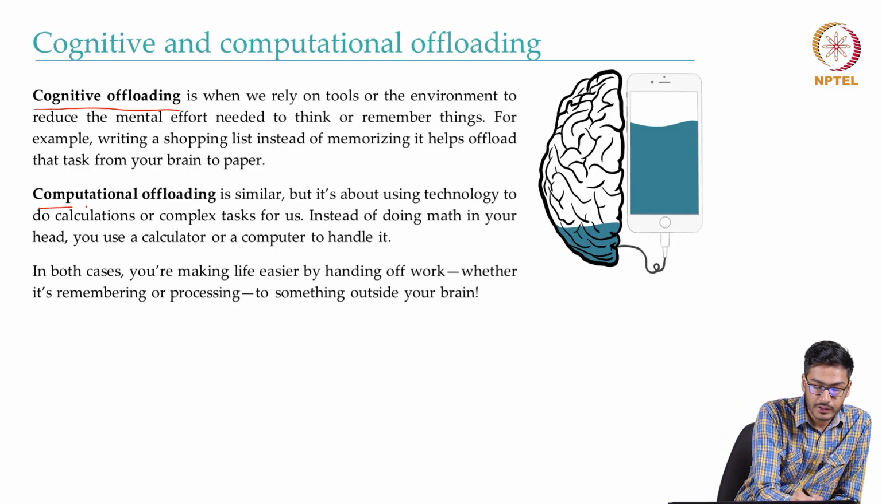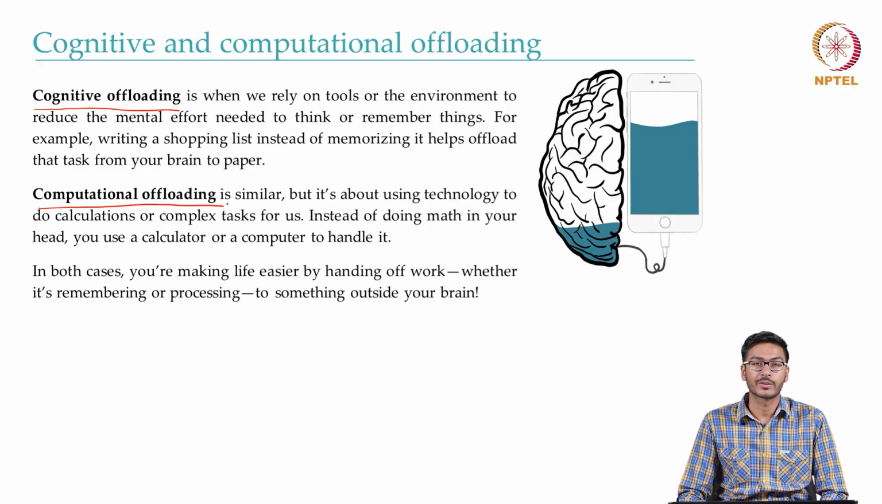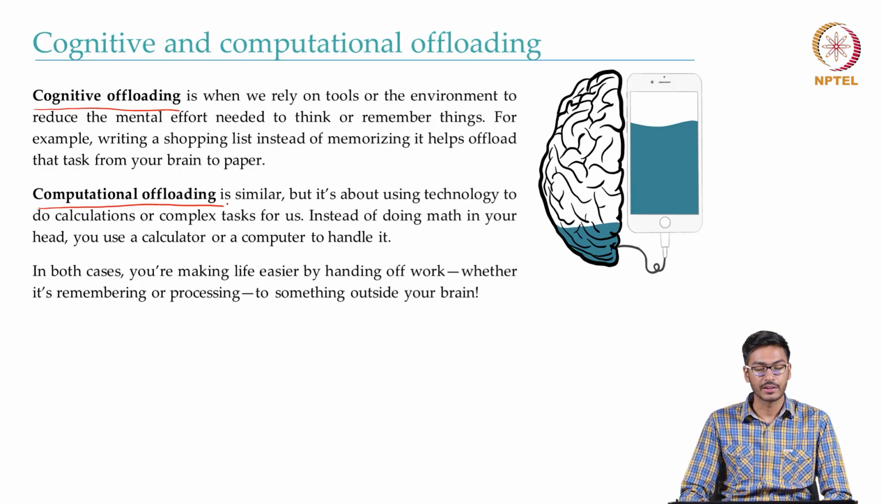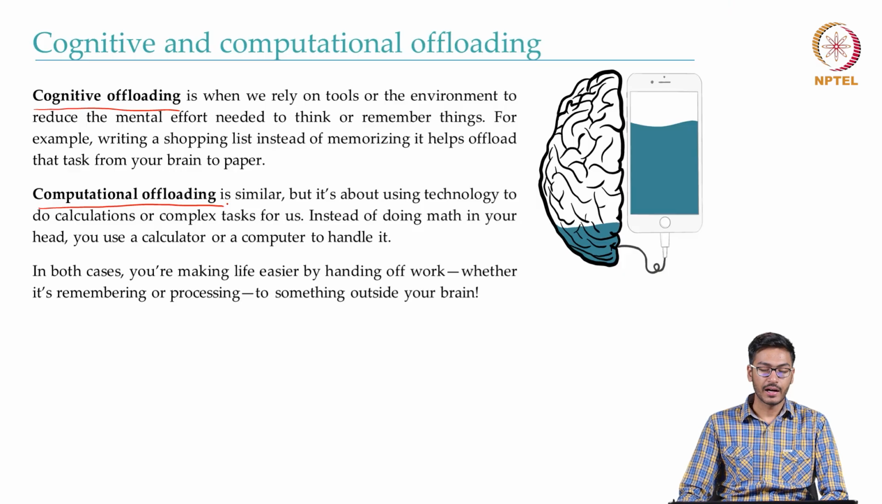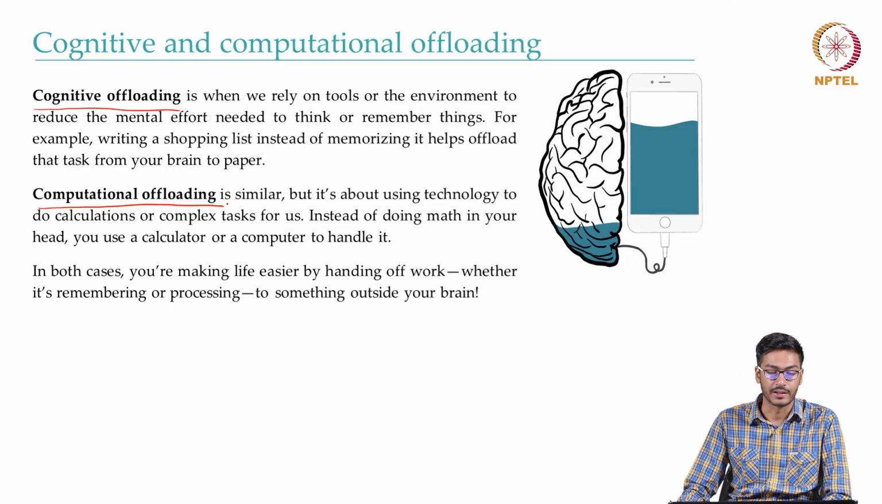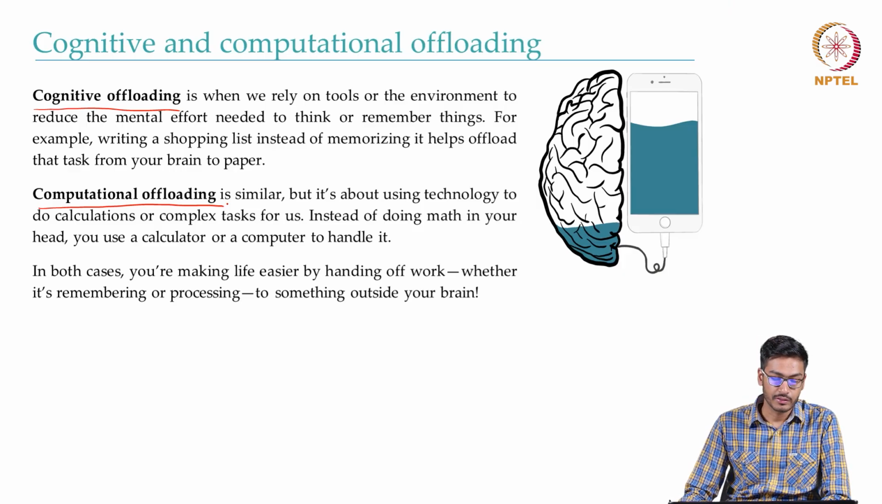Computational offloading is similar, but it's more about using technology to do calculations or complex tasks. Instead of doing math in your brain, you use a calculator or a computer to handle them. Both are similar in the sense that we make our lives easier by handing off the work, whether it is remembering or processing, to something outside your brain. When you remember, it is cognitive offloading. When you do the processing part, it is computational offloading.